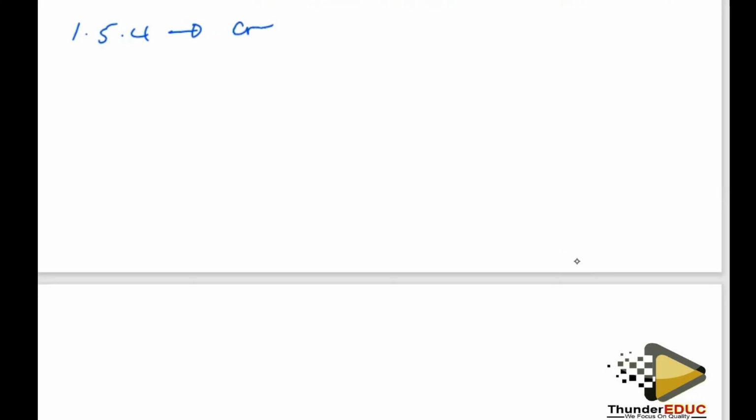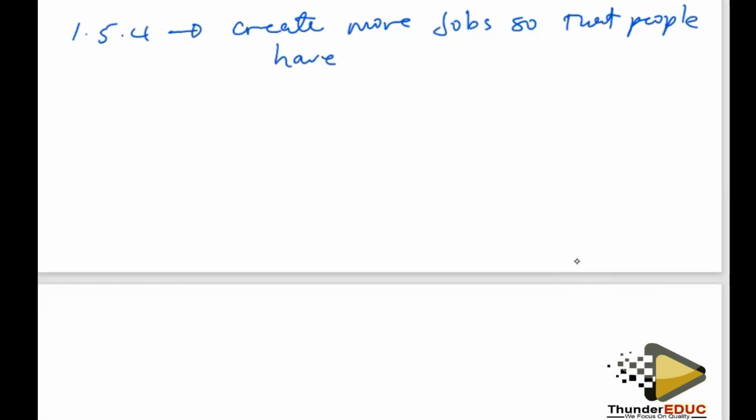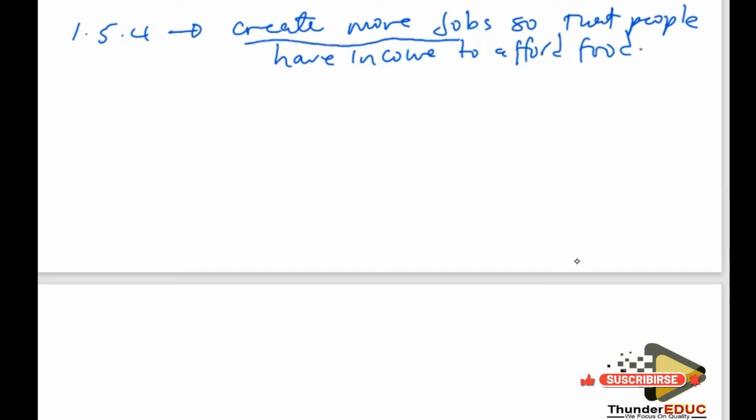One, create more jobs so that people have income to afford food. That's one way. Remember, the question is asking you to explain. So you give a factor, which is to create jobs. And how will this enable them? Because they'll have income to make them buy food.